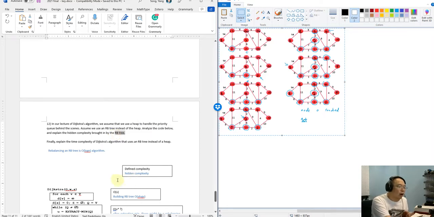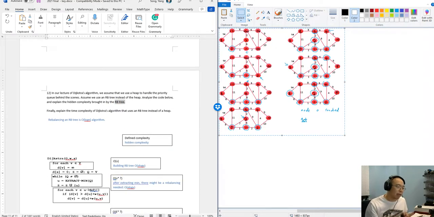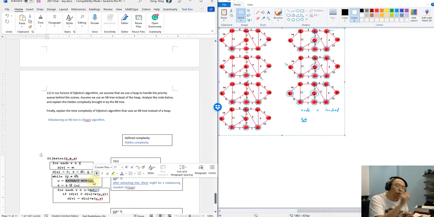Then there are some hidden costs we have to pay. For example, when we extract the min, we are taking one of the values out from the priority queue, and this priority queue is implemented by an AVL tree. So there are two things. Number one, we are grabbing a node from the AVL tree. And number two, once we have taken out a node, we have to fix the AVL tree, right? So there could be some extra cost. So what is the extra cost?